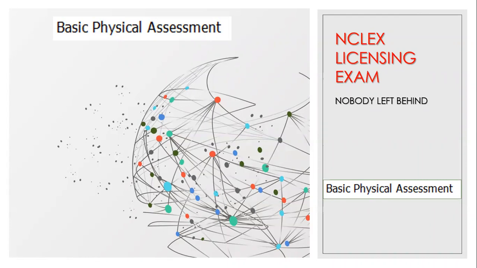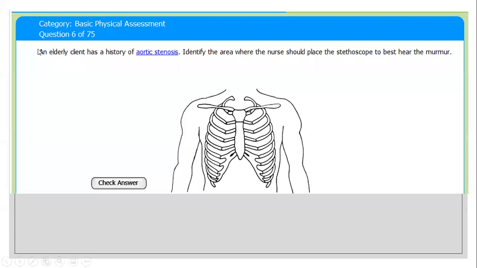Here we are going to discuss a few questions and answers about physical assessment, and these questions are frequently asked in the NCLEX licensing exam. The first question: an elderly client has a history of aortic stenosis. Identify the area where the nurse should place the stethoscope to best hear the murmur.